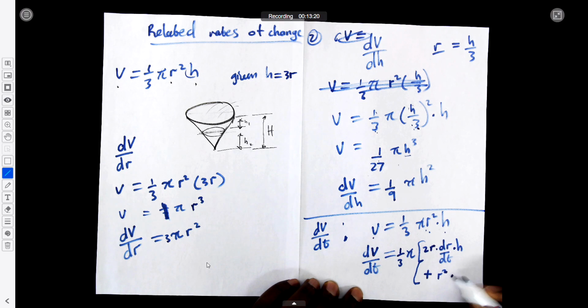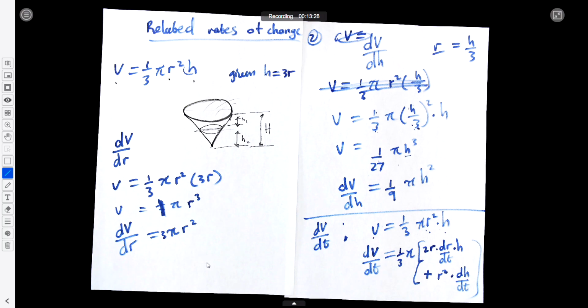The derivative of H in terms of time is going to be dH over dt. So we're not changing it in terms of H, we're changing it in terms of time. So that's why it's dH over dt. So that's what we'll be having. You're changing that in terms of time. Okay, I think.